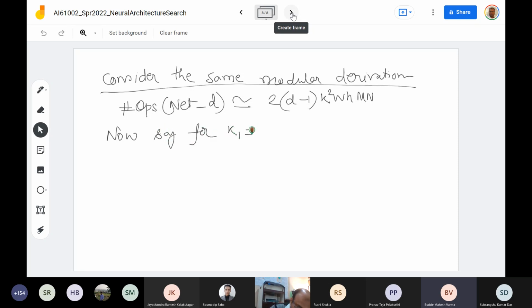Now say K1 is equal to 64 and K2 is equal to 128. If I do this, then what will happen? I will get down a network which is net_D_K1 and net_D_K2. I get down two networks.